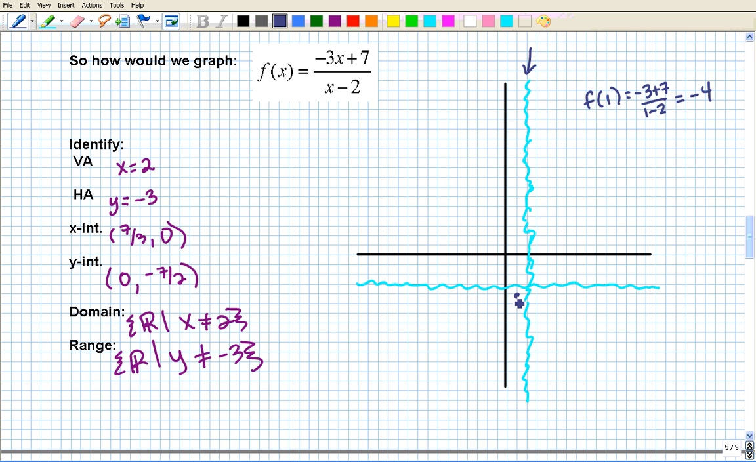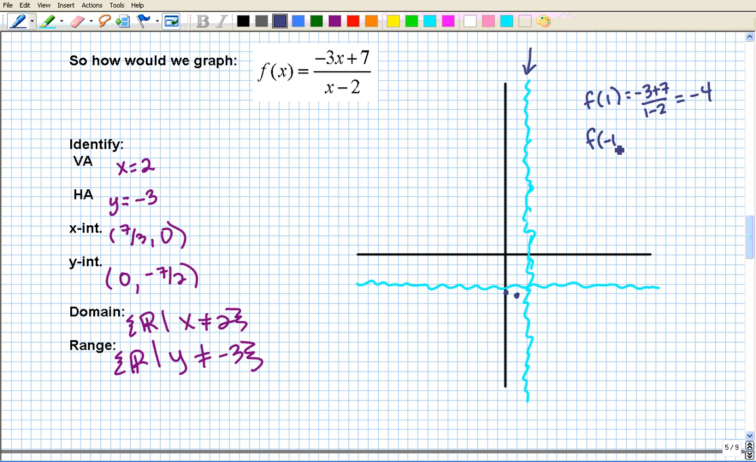We could pick negative 1. Oh, by the way, don't forget, we do know our x and our y-intercept, so let's go ahead and put those on. The y-intercept is at negative 7/2. So that's negative 1, 2, 3.5. Got a little bit close there. Okay. And then let's pick the next one over, negative 1.